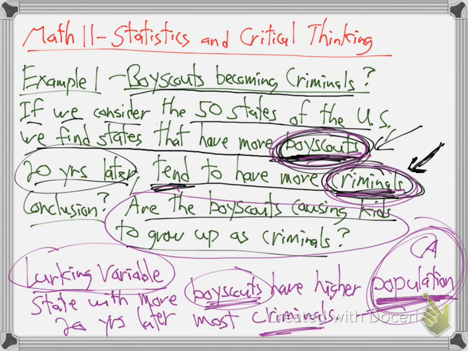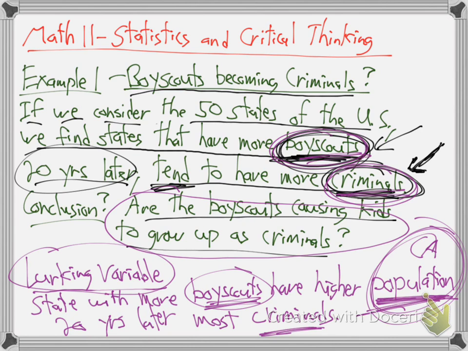You see, Boy Scouts are not causing people to become criminals, but population is the lurking variable. Population is causing both things to happen. The states to have more Boy Scouts, right? States with higher population have more everything, more Boy Scouts and more criminals, and states with lower population have less Boy Scouts and less criminals. So that's an example of how somebody could deceive you with statistics.